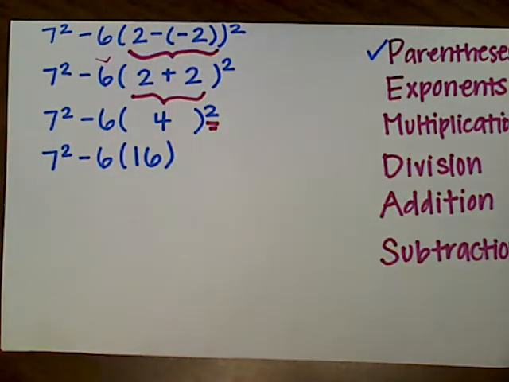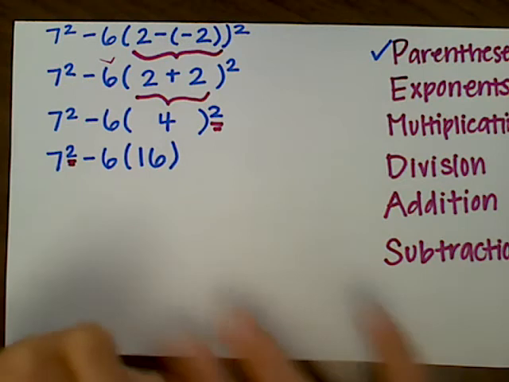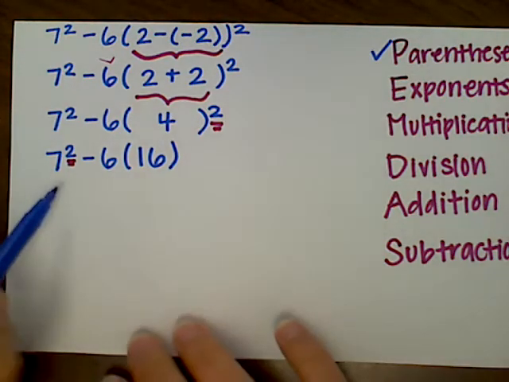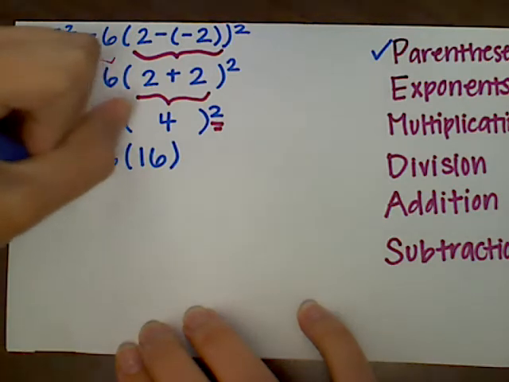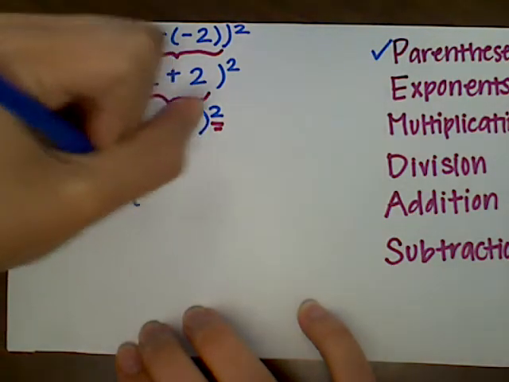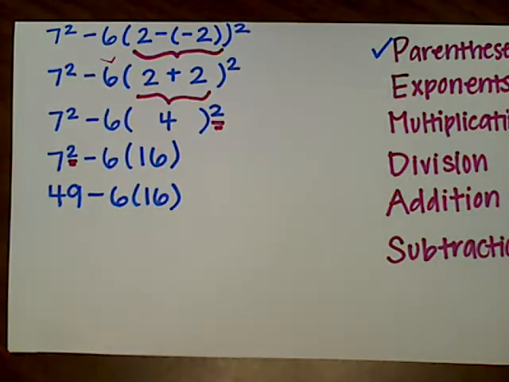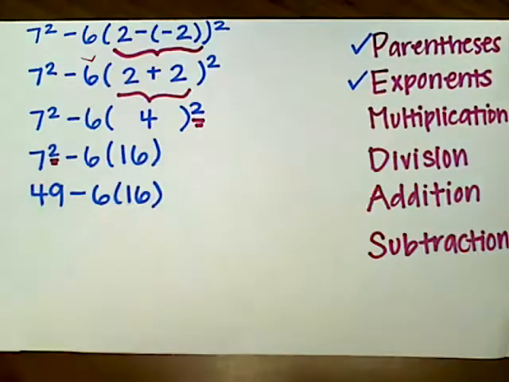Now we've dealt with one of our exponents, but if you're wondering, hey, Miss Sote, there's another exponent, now we'll deal with our next exponent. 7 squared is the same as 7 times 7, so 7 times 7 is 49, and now I'm just going to copy the rest. So now we have 49 minus 6 times 16, and we finished our exponents part.